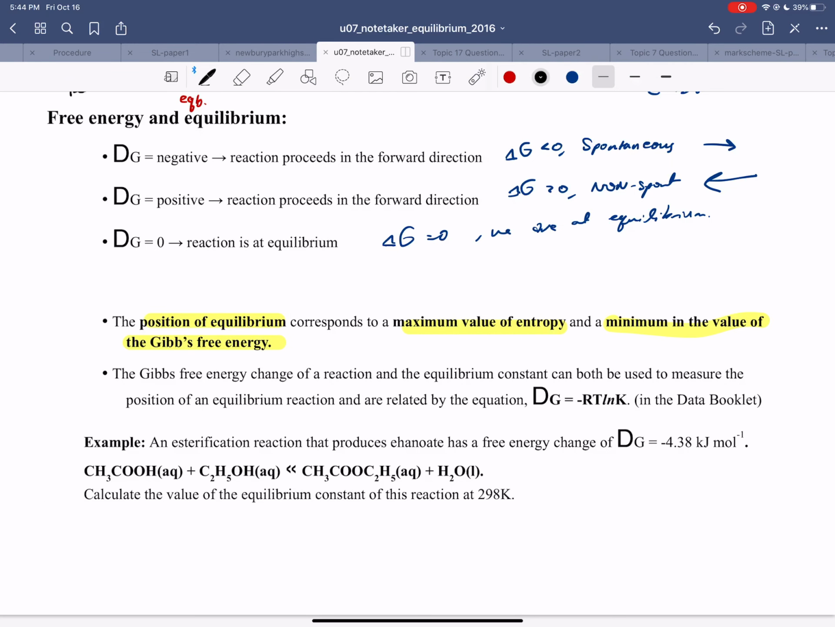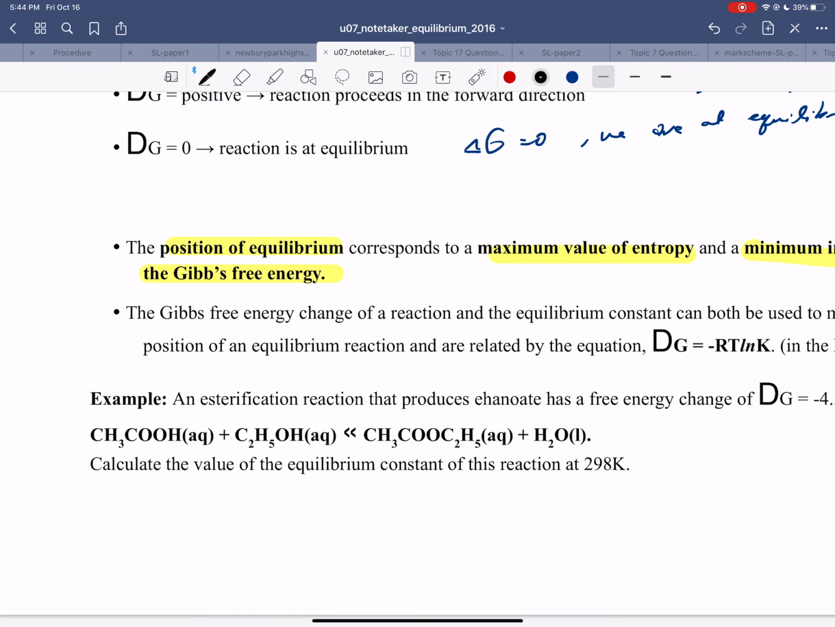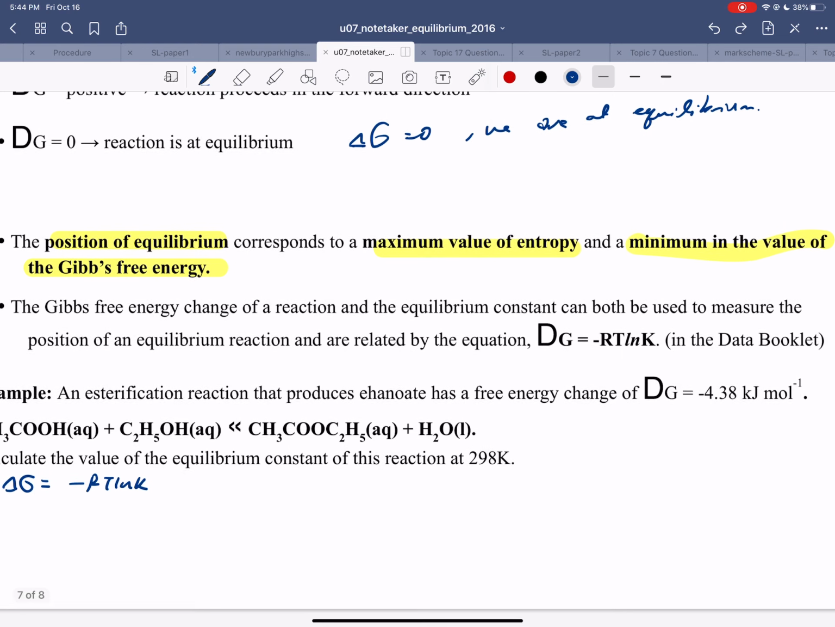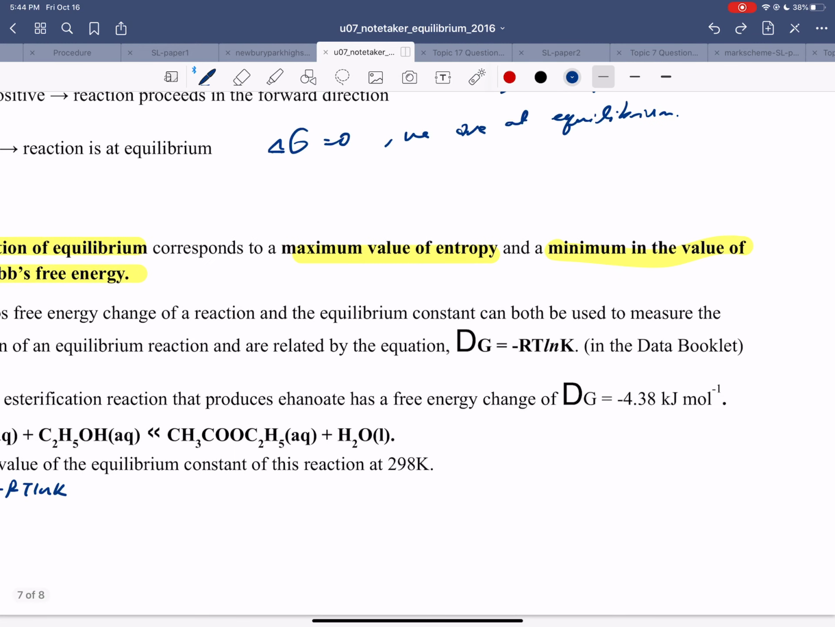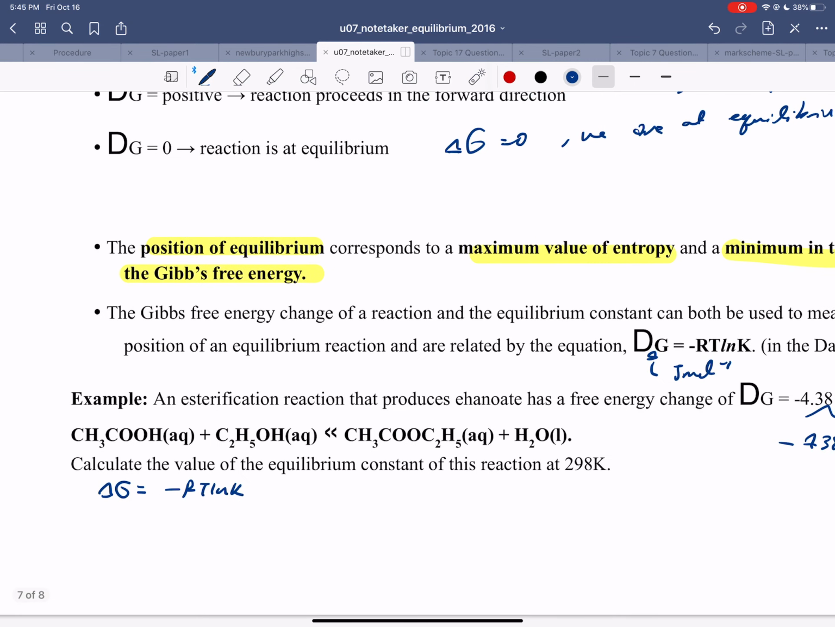That's really pretty much it. Let's do this last question here. Calculate the value of the equilibrium constant of this reaction at 298 Kelvin. So let's do that. We know that delta G is equal to negative RT ln Kc, or just ln K, whatever you want to call it. We know that delta G is equal to negative 4.38 kilojoules per mole. Now this is a problem because, again, we said delta G should always be in joules per mole. So to fix our problem, we just multiply by 1,000. And we also want to find the K value.